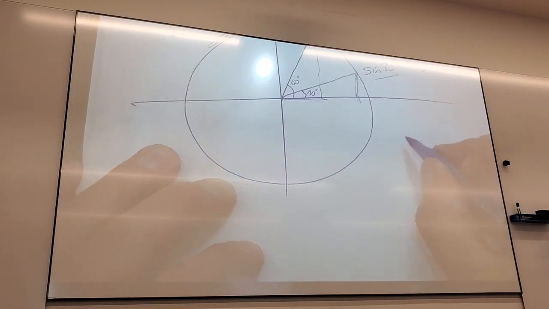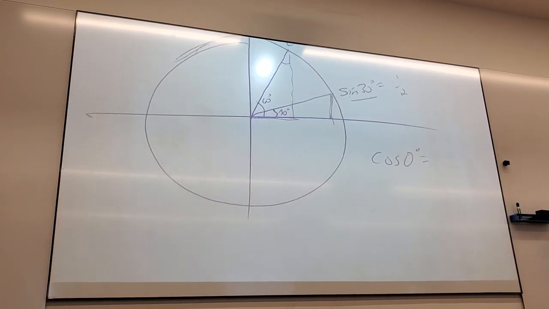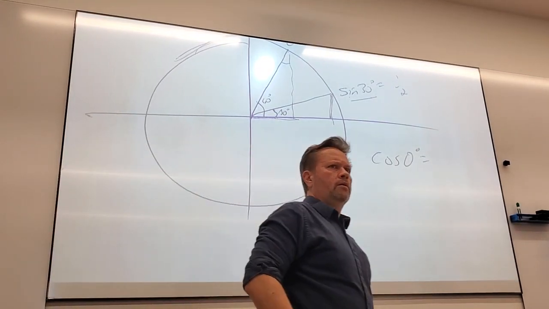What then is cosine of 0 degrees? If cosine loves the hell out of x. 1.